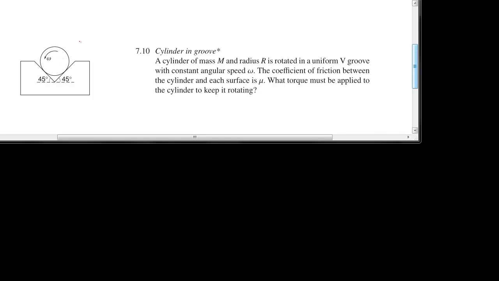But instead we're going to have a guy standing there who torques this cylinder, who keeps it spinning, and he applies a torque so that this cylinder keeps moving at constant angular speed omega. So we want to find what is the torque that must be applied in order to keep it moving at that constant angular speed. So let's move over here and draw the situation.